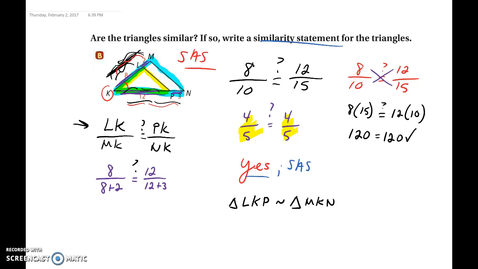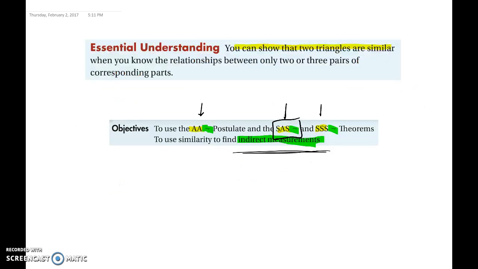All right, so that's it for this video, and that is it for side angle side. And the last video will be side, side, side.